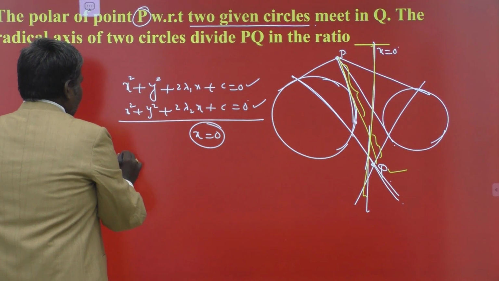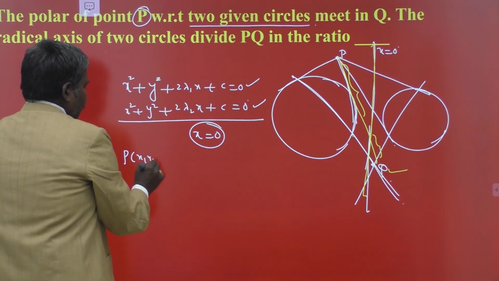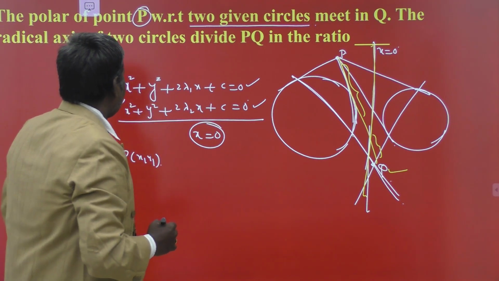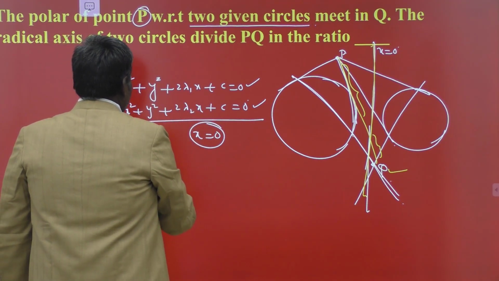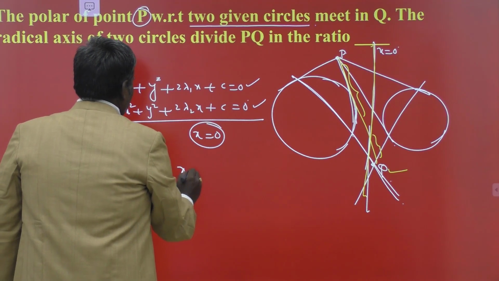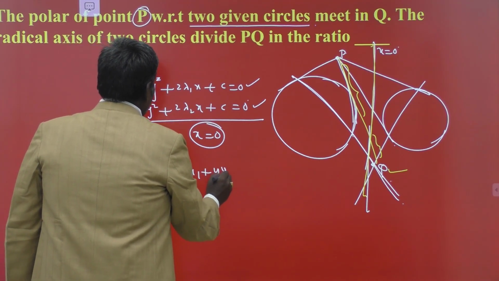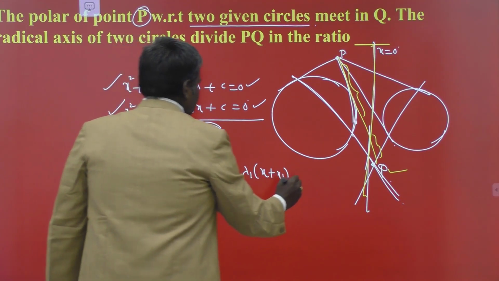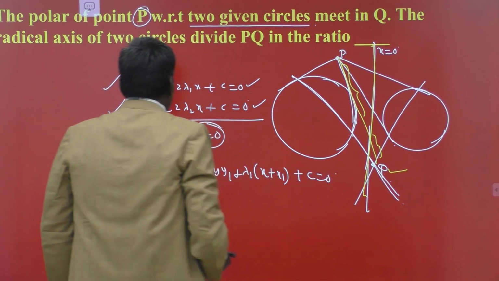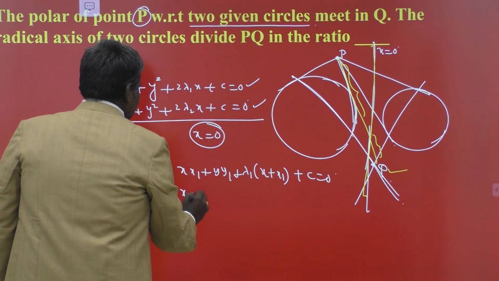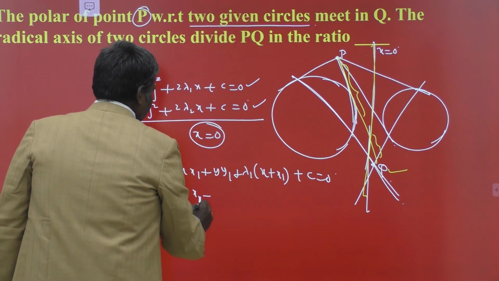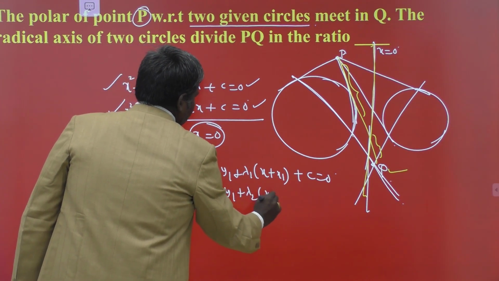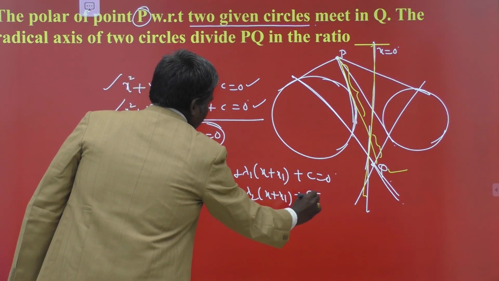P(x1, y1) is any point in the plane of these 2 circles. Can I write the polar or not? Polar of that point (x1, y1) with respect to the circle is what now? x x1 plus y y1 plus lambda 1 times (x plus x1) plus c is equal to 0. If you write the polar for the second circle itself, what? x x1 plus y y1 plus lambda 2 times (x plus x1) plus c equal to 0.